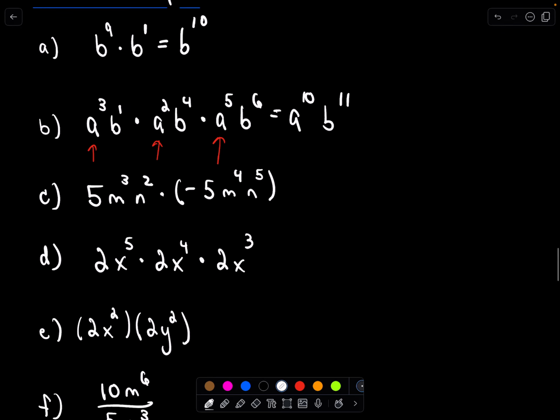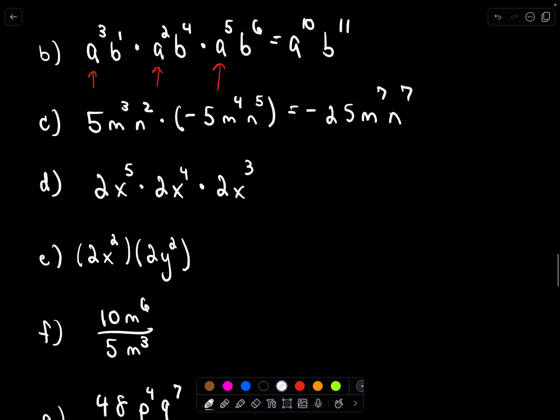Okay, again in part C, all multiplication. I've got a positive 5 times a negative 5. I would say, okay, that is negative 25. Now I look for like bases. I've got m to the 3rd, m to the 4th being multiplied. That would be m to the 7th. And then n squared times n to the 5th. Like bases, add the exponents. Again, be careful if you're flying through these on a test. It would be really easy to make a mistake and accidentally mess up the exponents. Okay, so negative 25, m to the 7th, n to the 7th looks like the solution for part C.